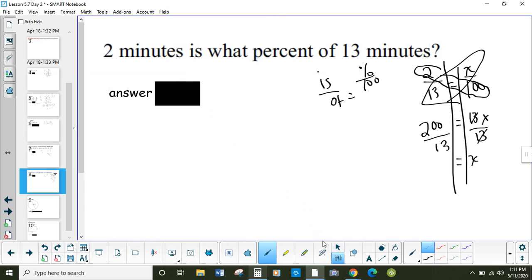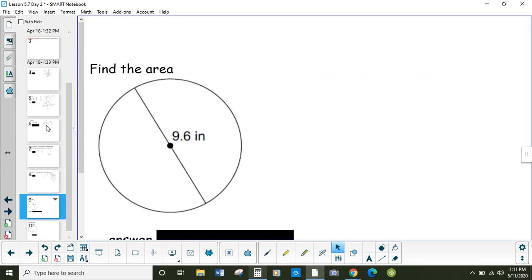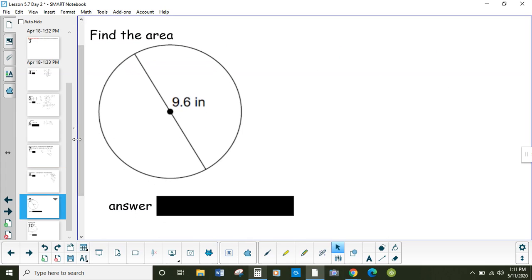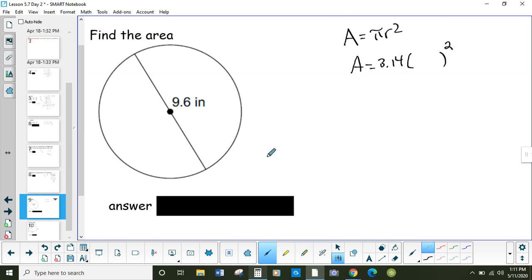And let's see what our answer is. Hopefully we didn't mess up. Yep, 15.4%. Pause the video and you guys go ahead and find the area of this circle. So the area of the circle is always pi r squared. And so we need to get radius. We can use 3.14 for pi, or your pi button if you would like.